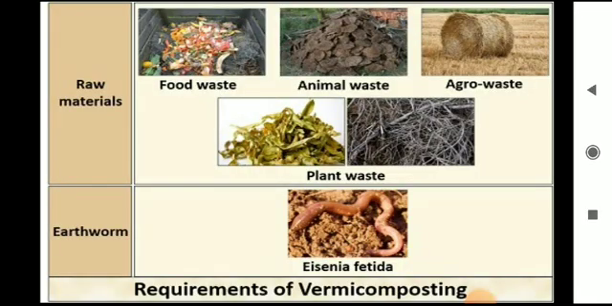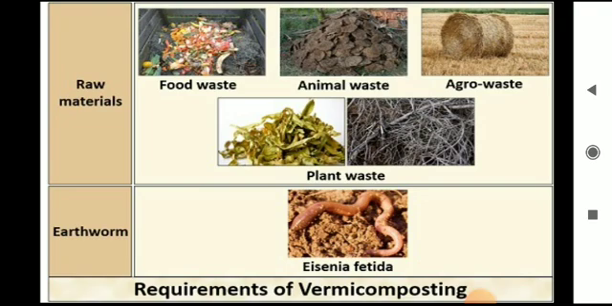So for making compost, we need some raw materials. Raw materials like waste items. What type of waste items can they be? They can be food waste, animal waste, animal excretions, agro waste, plant waste. These all are raw materials for making compost. And the second thing that is needed is earthworms.